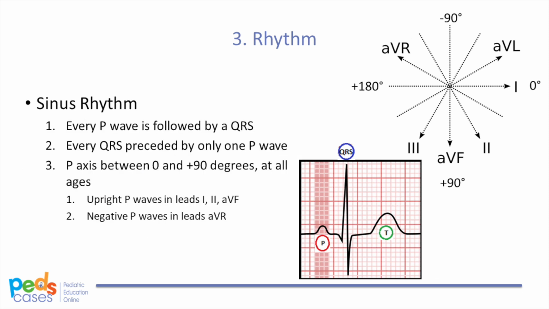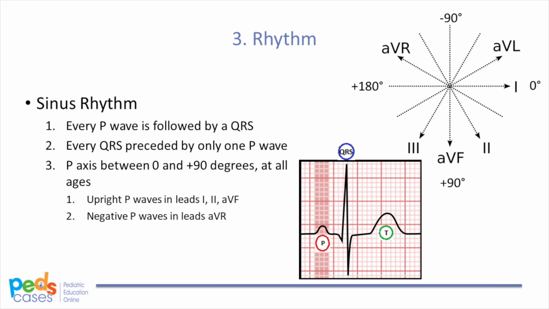In sinus rhythm, every P wave should be followed by a QRS, every QRS should be preceded by only one P wave, and the P axis should be between 0 and plus 90 degrees at all ages. Therefore, a normal P axis can be confirmed by checking leads 1, 2, and AVF for upright P waves, and lead AVR for negative P waves.